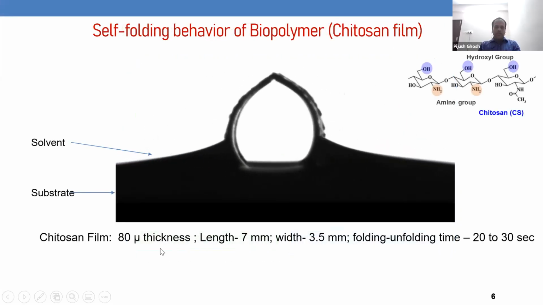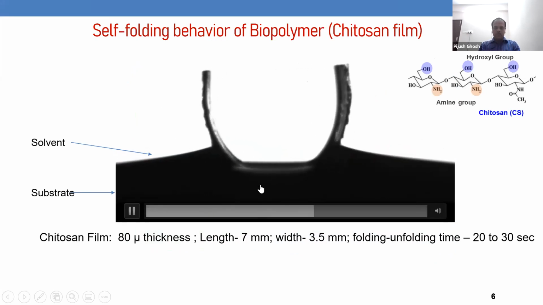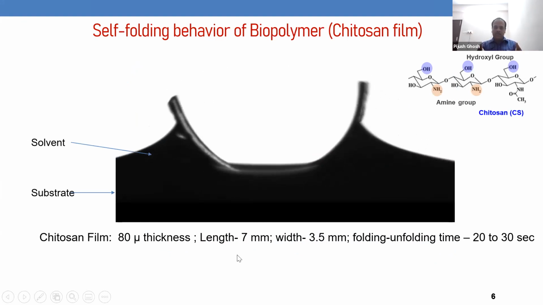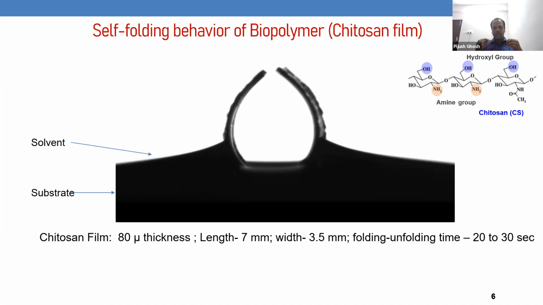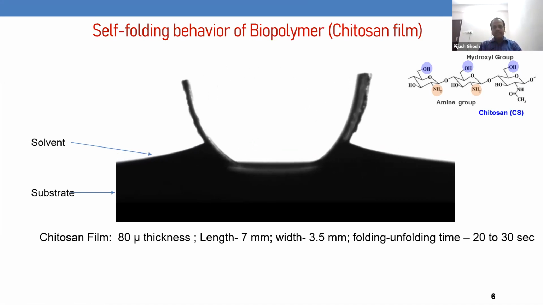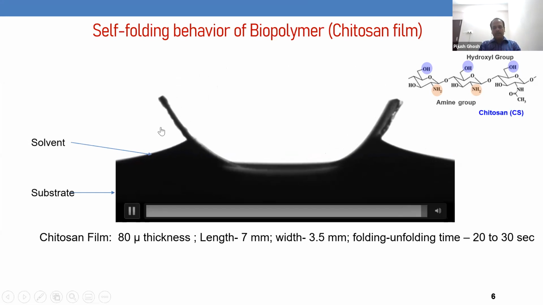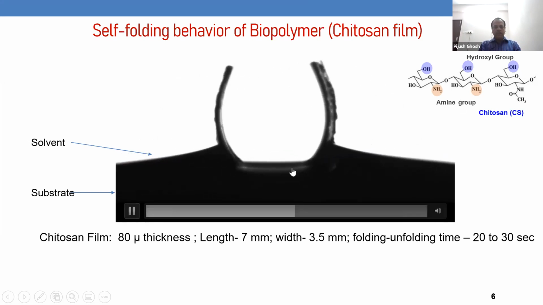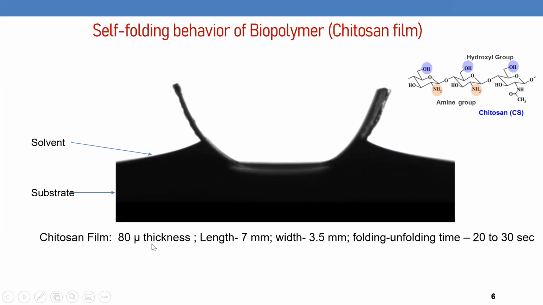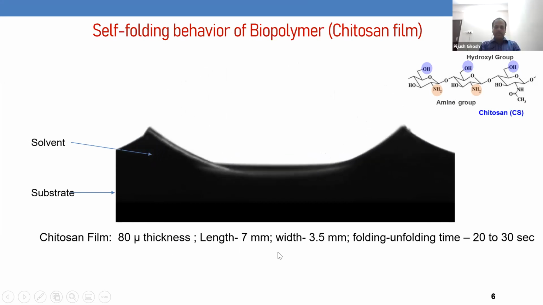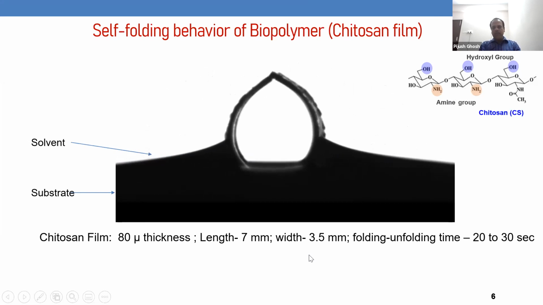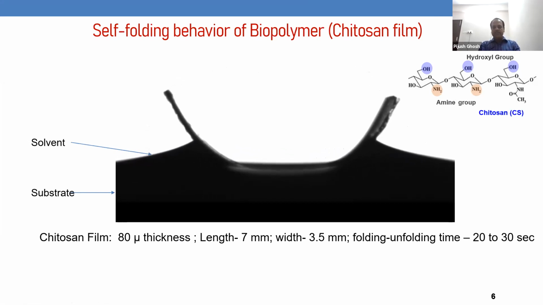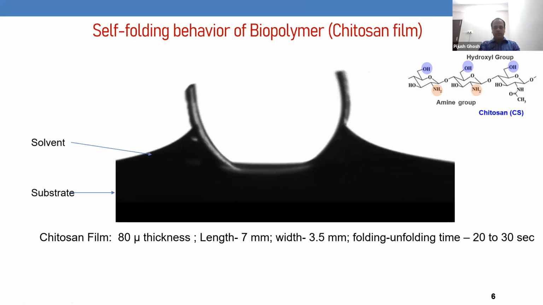Now, what actually happens? Well, when you put a polymer thin film on a certain solvent, it undergoes a folding like this, or out of plane bending. And then you can extrapolate this phenomenon to different applications. Here the substrate is chitosan, which is a biopolymer. The functional group is given here. In this particular example, the thickness is about 50 to 80 micron, the length about 7 millimeter and the width 3.5 millimeter. The typical folding and unfolding time in this example is about 20 to 30 seconds. But all these parameters can be tuned by tuning the material properties.